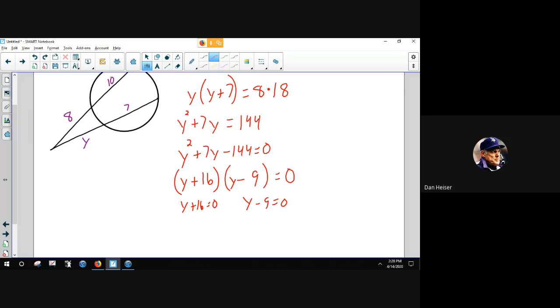This first factor is going to give us a negative answer. Y cannot be a negative number. If this was just a regular algebra class, we would have two answers, but since we have some extra context here, we're only going to have one. This will not give us a solution that works in this particular problem. This will. Y is equal to 9.